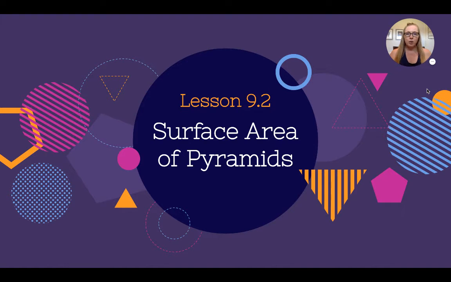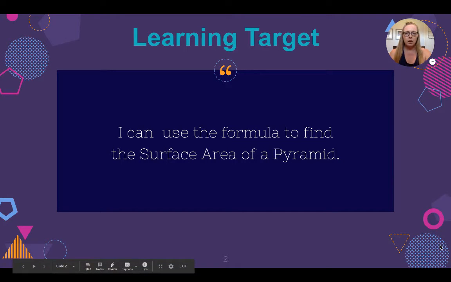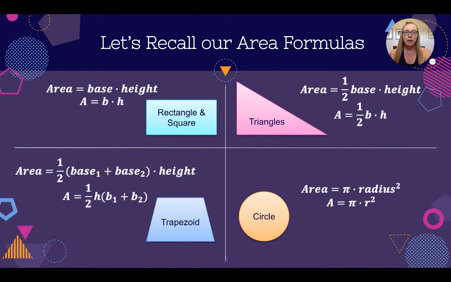In this video, we are going to learn how to find the surface area of a pyramid. Our learning target is that we will be able to use a formula to find the surface area of a pyramid. Our pyramids are going to have different bases, different shapes, and mostly you need to pay attention to rectangles, squares, and triangles. Our sides of our pyramids are all triangles, so keep that in mind as we keep moving forward.